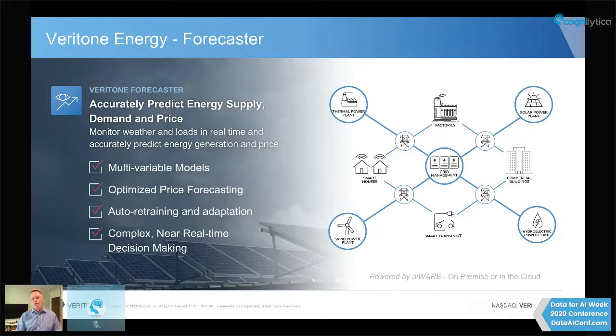All of our AI models use auto training and adaptation learning, so they get better over time as they start using the data. And just to give you an example of something that we're able to predict, probably one of the most common renewable energy or green energy sources is solar power.